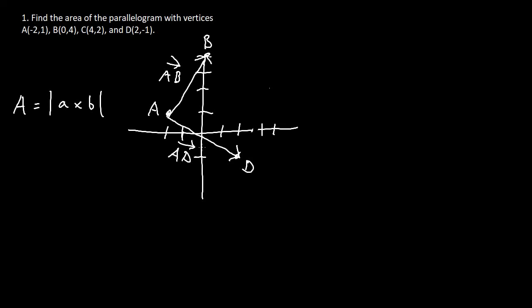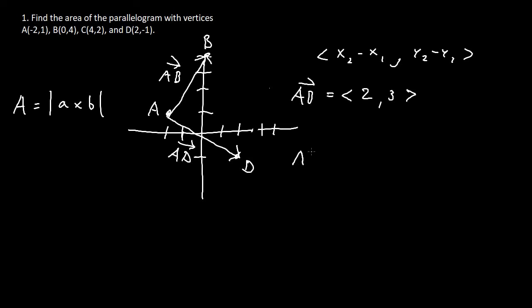And remember, we can represent line segments as vectors by using the simple formula where we take x2 minus x1, comma, y2 minus y1. So let's start with vector AB. If A is our first set of points and B is our second set of points, we take x2, which is 0, minus x1. So 0 minus negative 2 would give us 2, comma, y2 minus y1. So 4 minus 1 gives us 3. So that is going to be the vector that represents the line segment AB.